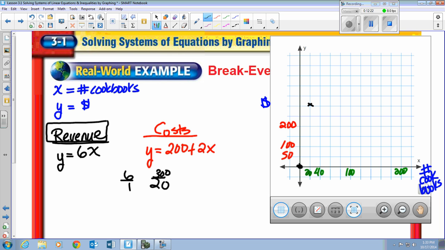So if my x and y axes are scaled differently, I cannot just count slope like I always do. So you may want to write a note to yourself. If x and y are scaled differently, be careful of slope. 300 divided by 20, that's 15. So that's not going to work. What else could I do?